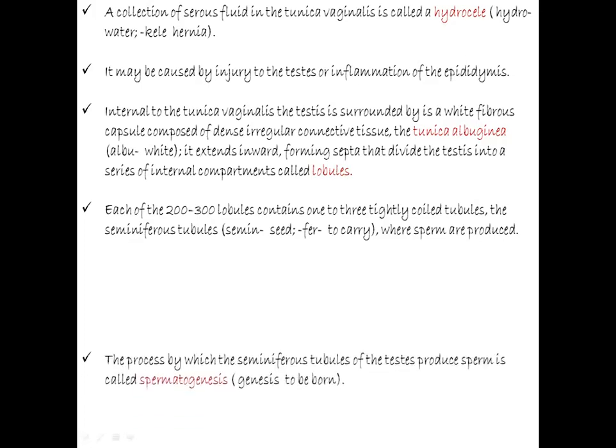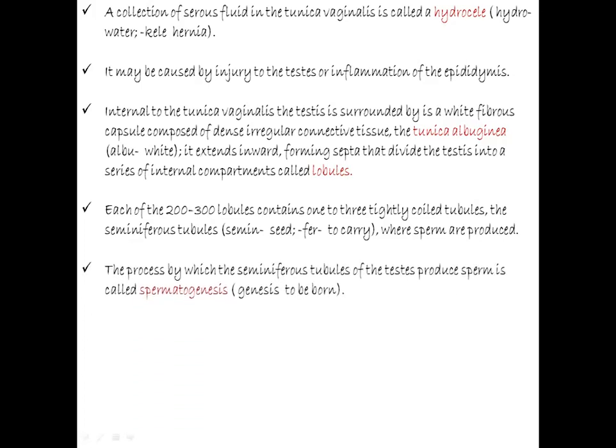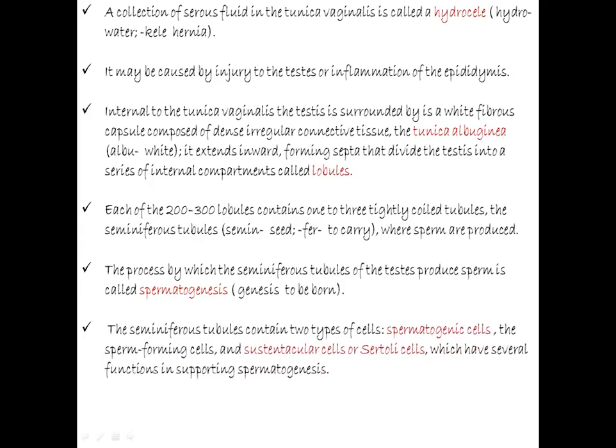The process by which the seminiferous tubules of the testis produce the sperm is called spermatogenesis. The seminiferous tubules contain two types of cells, spermatogenic cells and the sperm-forming cells, the sustentacular cells or Sertoli cells, which have several functions in supporting spermatogenesis.